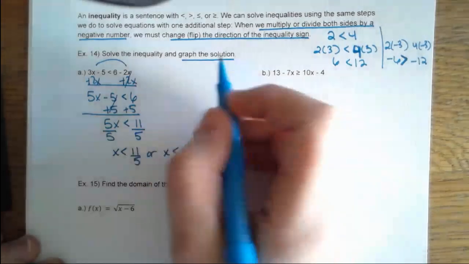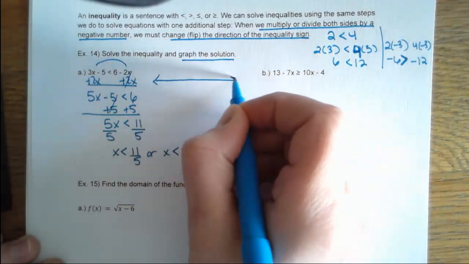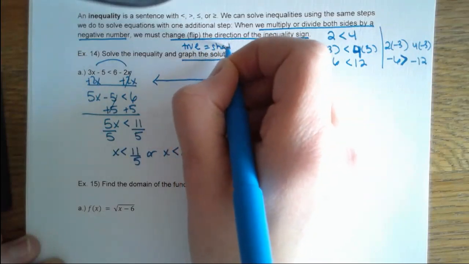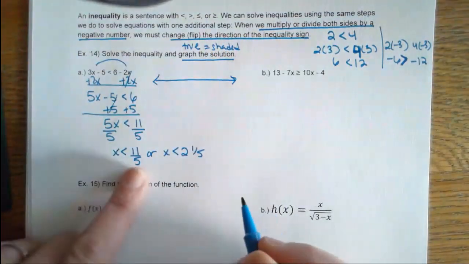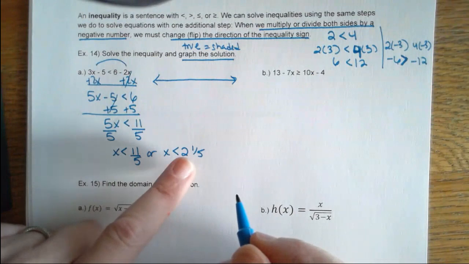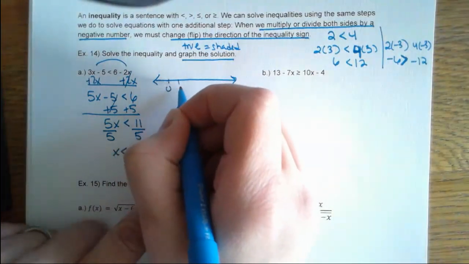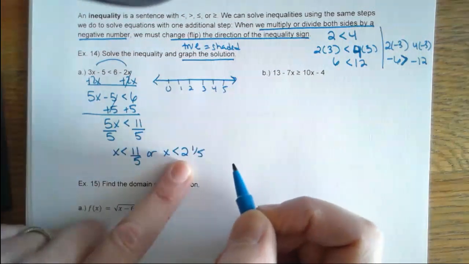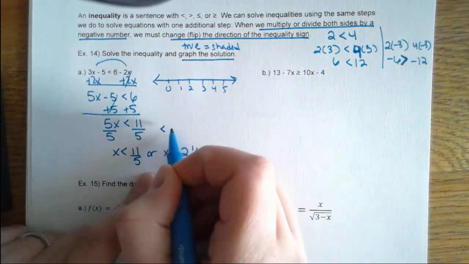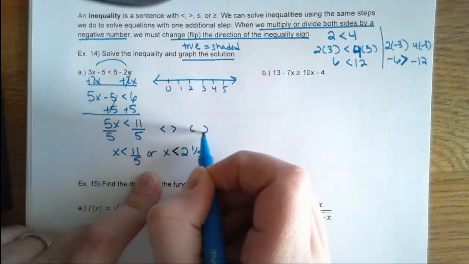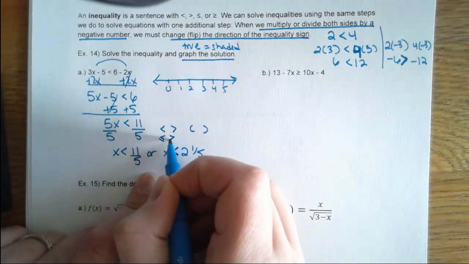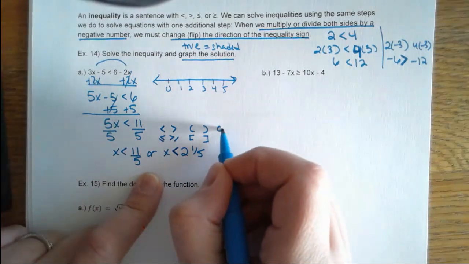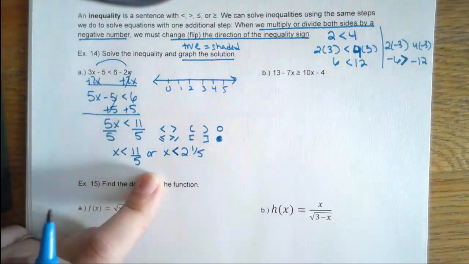You do want to graph the solution. So when you graph the solution, you're graphing the true values. So you're shading in what would make the inequality true. So here I'm looking at 11/5, so I'm between 2 and 3. So let's see, 0, 1, 2, 3, 4, 5. Now, when you have a less than sign or a greater than sign, you're going to use parentheses. And when you have less than or equal to or greater than or equal to, you use brackets, just like with interval notation. So this is like having an open circle versus a closed circle.